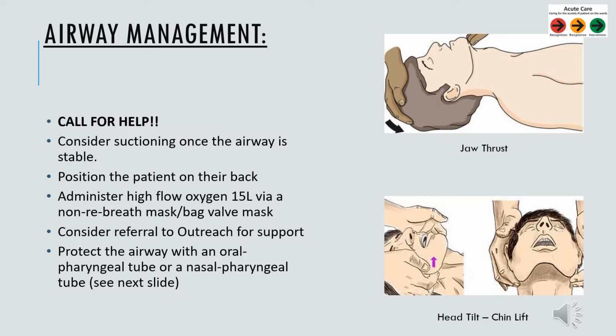Once you've got them in an appropriate position, then look at getting the airway open by utilising the jaw thrust or head tilt chin lift manoeuvres. However, remember that you need to remain in place and hold the patient in an appropriate position to maintain the airway. You may then consider putting the 15 litres of oxygen via the non-rebreathe mask in place. The other option is to protect the airway with an airway adjunct, which are considered on the next slide.